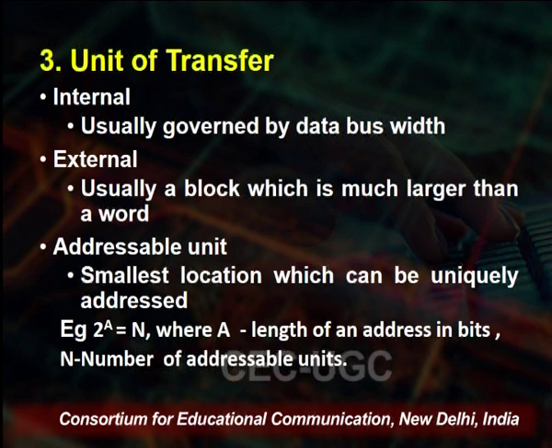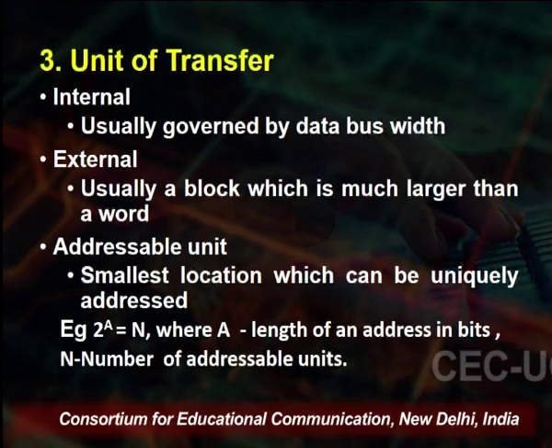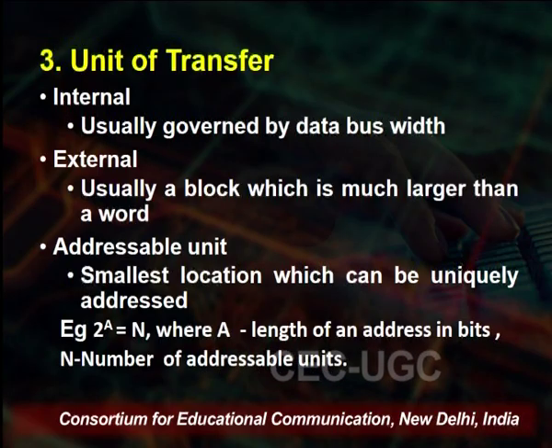When we talk about the internal transfer, we are usually using the data bus for it because that's where the data gets transferred. Now this depends on the number of lines that are there on the data bus. Hence, it is governed by the width of the data bus because the number of lines is usually equal to the capacity of the bits that can be transferred on that. Coming to external devices, as I just mentioned, we usually look at blocks which are much larger than a word, and it can go as high as the capacity that the device is getting used.